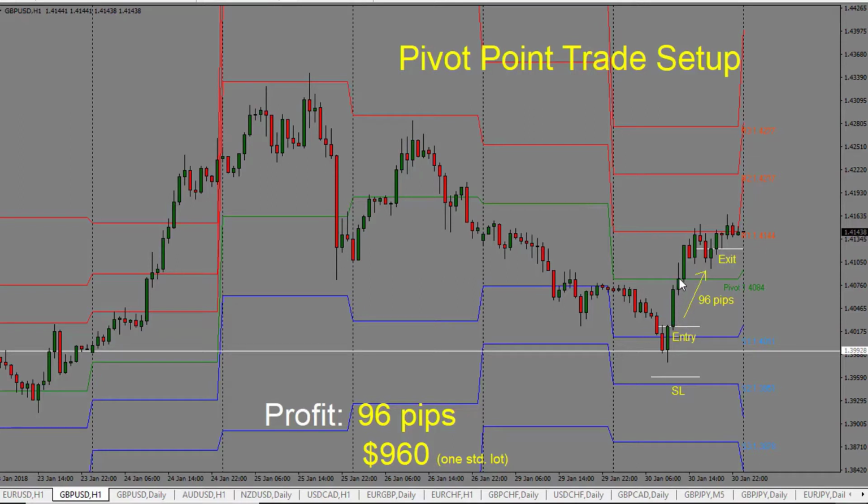So we stay with the trade for as long as price is moving higher. But as we can see here, price has started to go sideways. So this is a good time to exit the trade. From entry to exit here, we get 96 pips in the trade.